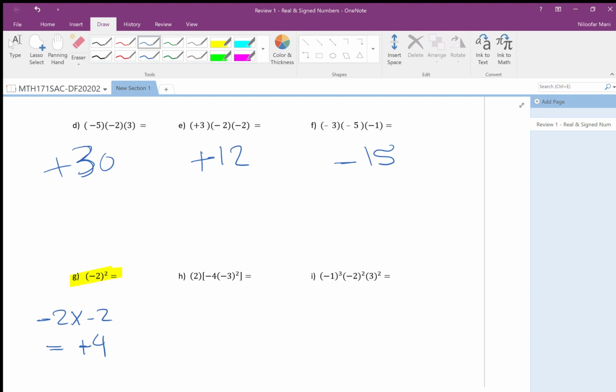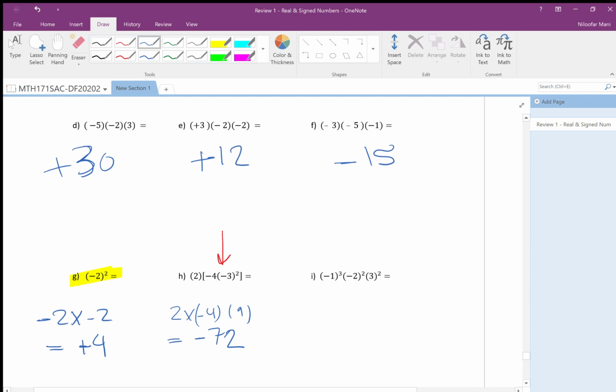Here, how many negatives do you see? 2. How many do you really have? 3, because one of them is squared. Oh, okay, so it's negative then. So the answer is 2 times minus 4 times 9, which is minus 8 times 9, which is minus 72. I think so. Yes.